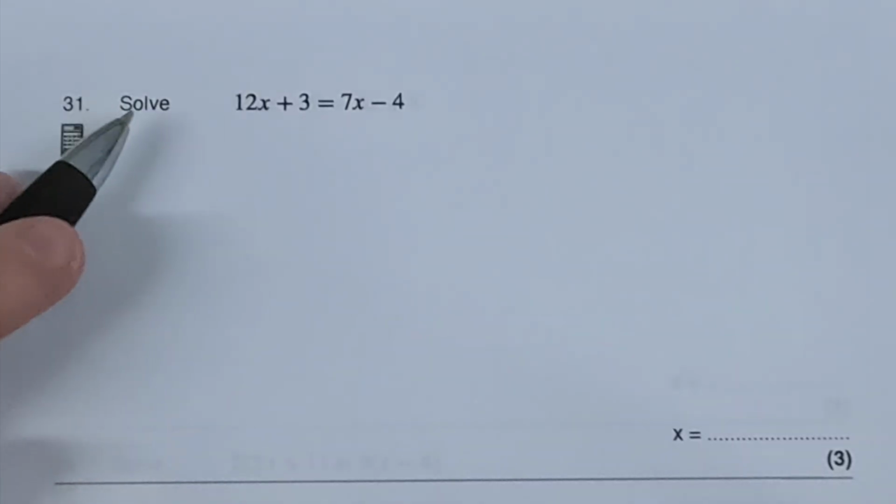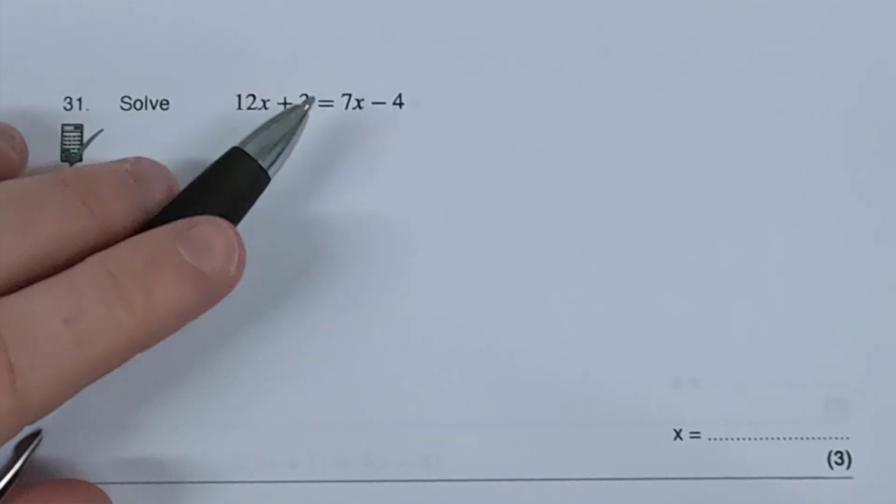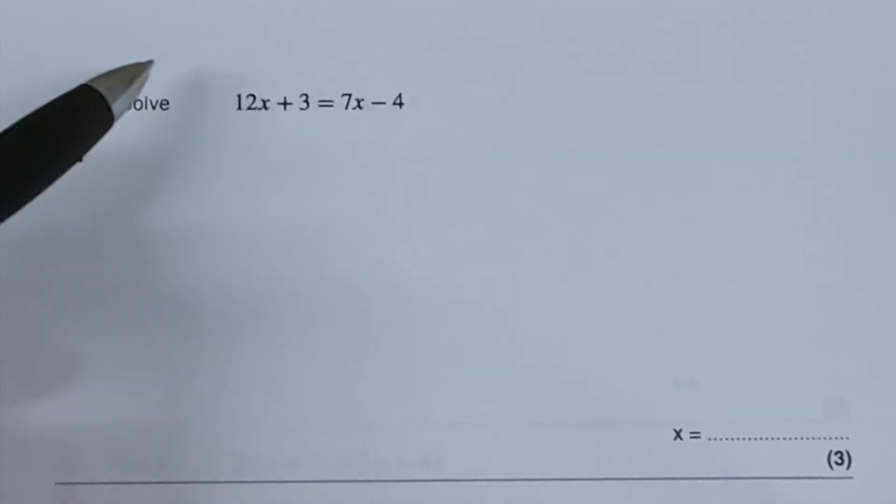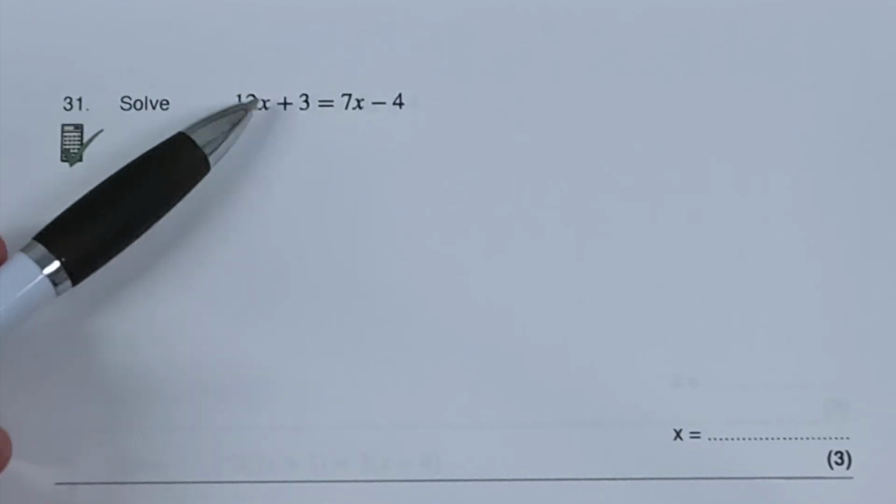Question number 31, we've been asked to solve 12x plus 3 equals 7x minus 4. So here we've got x's on both sides. We've got 12x's here and 7x's here.